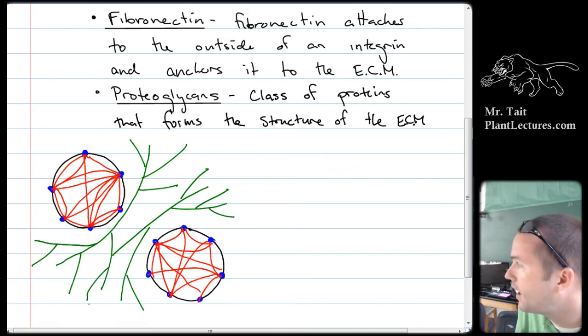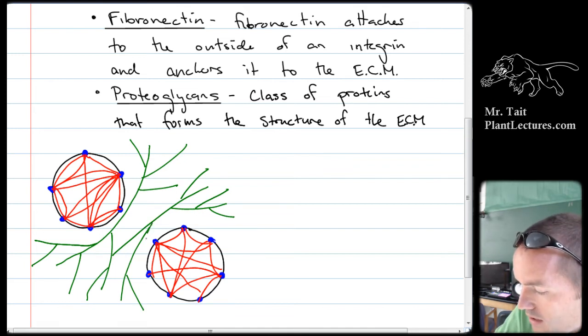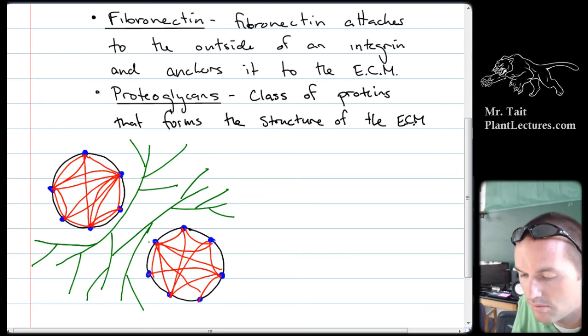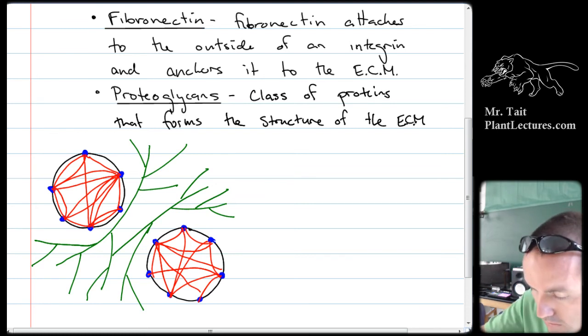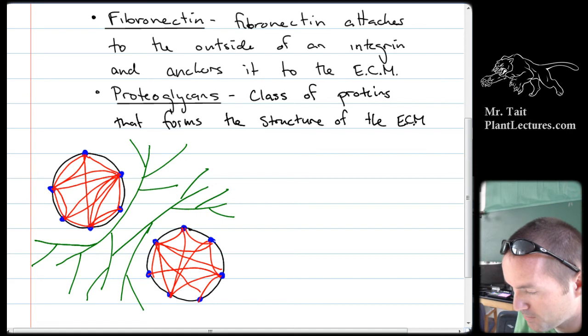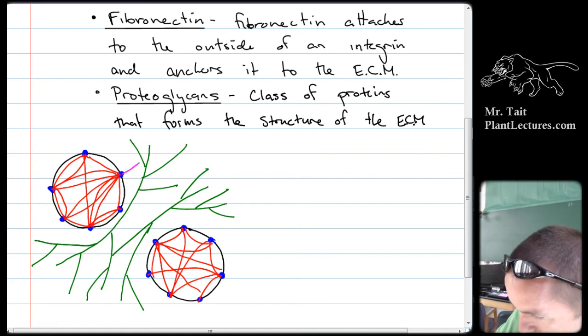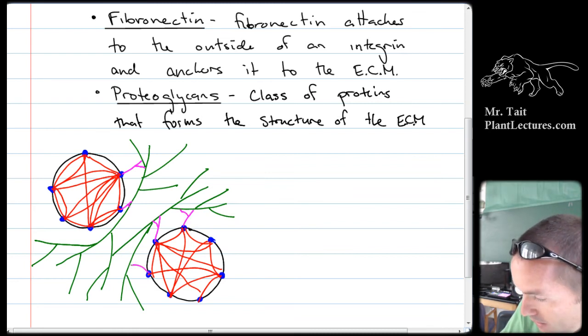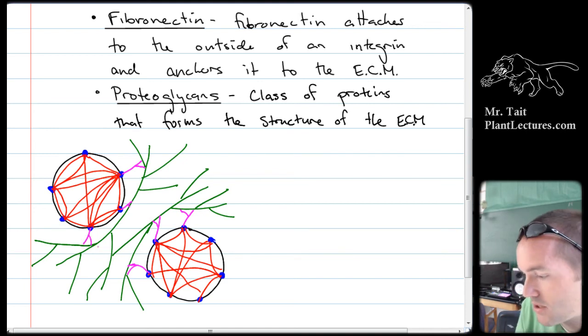And then do you have any more colors available? Oh, I'm gonna have to go a fifth color. Sorry. All right. So then this is going to attach here. These are our fibronectins, and the fibronectins are the things that are attached to the integrins on the outside, and they attach the integrin to the extracellular matrix.